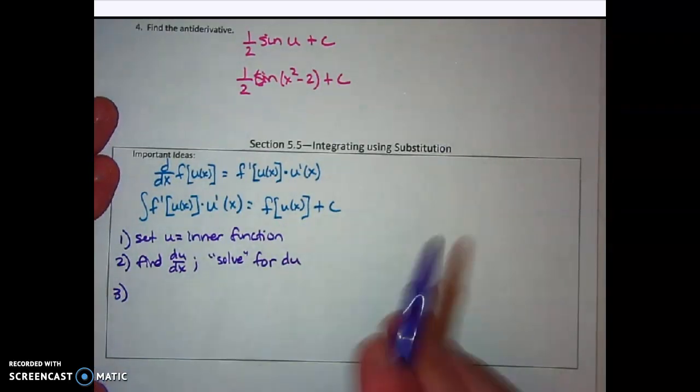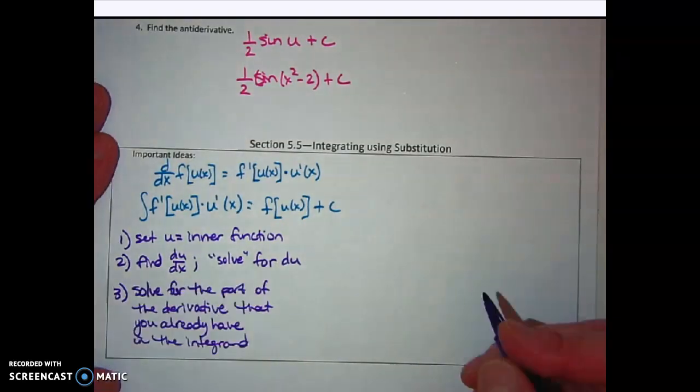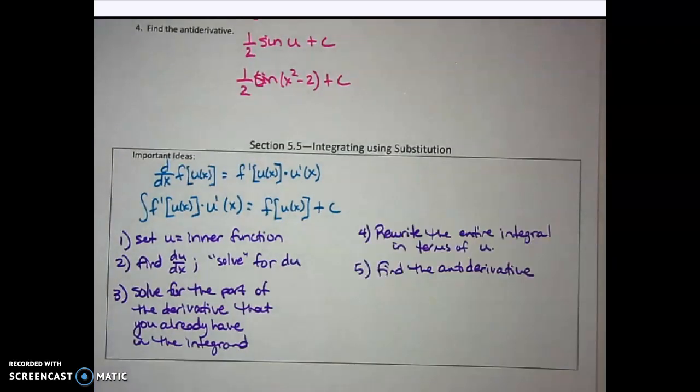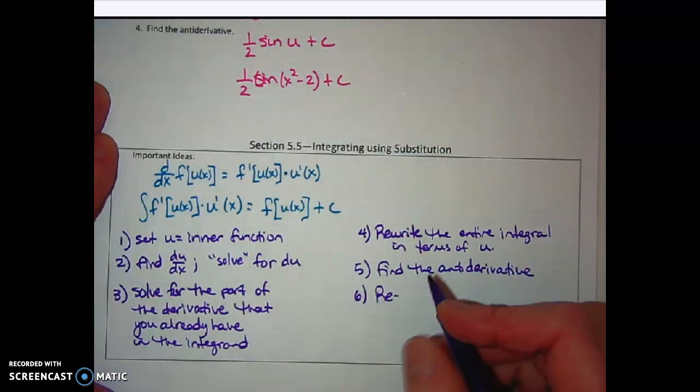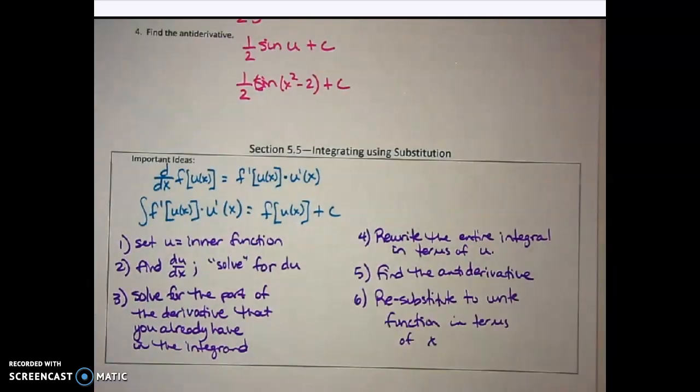So if you think about the problem up above, I had the x dx, so I solved that du equals 2x dx for x dx. Fourth step, you just need to rewrite the entire integral in terms of u. So there's not any x's, everything's in terms of u. Then you are going to integrate it, or find the antiderivative. And then finally, you are going to resubstitute and rewrite it back in terms of x, or whatever that original variable happened to be.